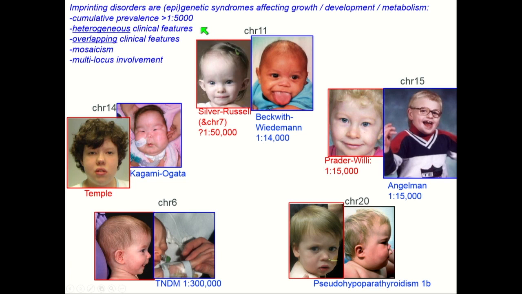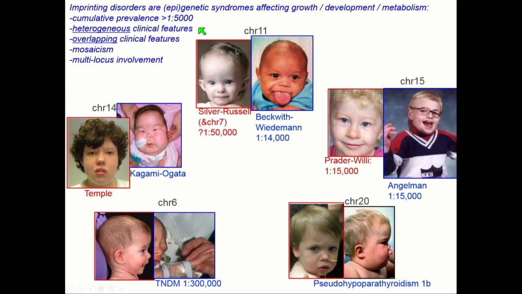The point about these is that they have heterogeneous clinical features. That is to say, not all children with one of these disorders will have exactly the same clinical features. They have overlapping clinical features, and that includes things like growth restriction and certain kinds of dysmorphism, and that's part of the challenge. I'm going to go into that.